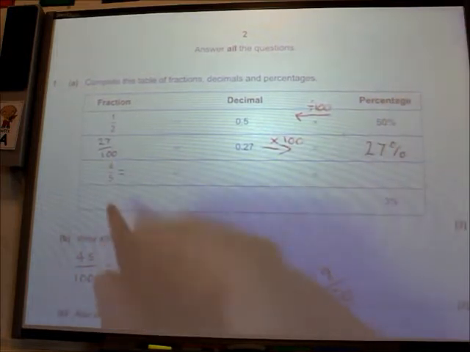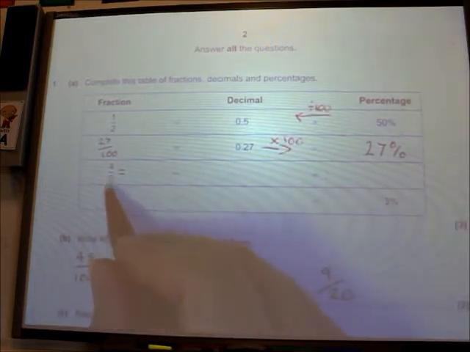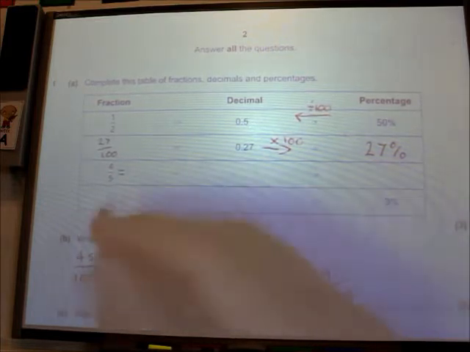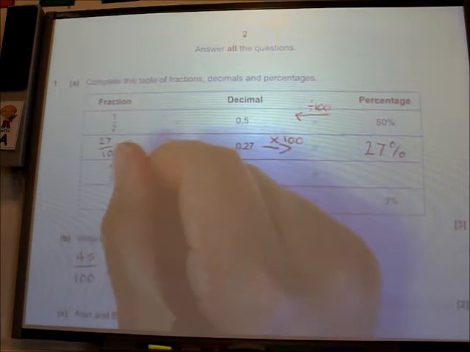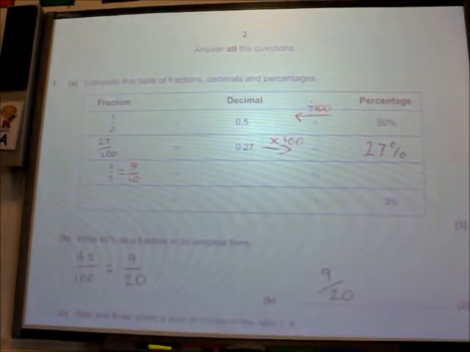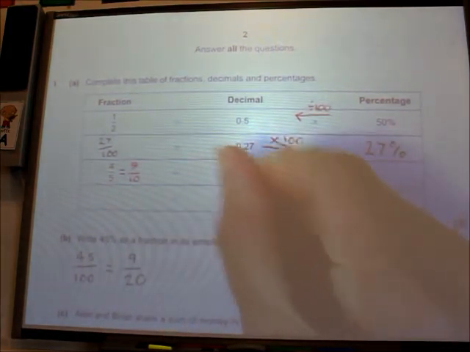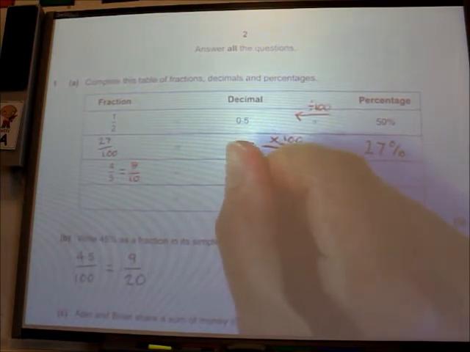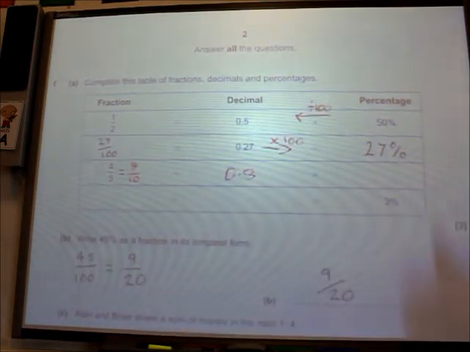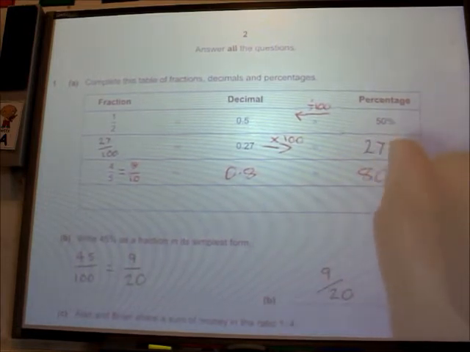The next one, 4/5. This is the tricky one. To go from a fraction to a decimal or to a percentage, you really need the denominator, that's the bottom number, to be 10 or 100. In this case, I'm going to make it 10. So that would be 8/10. I hope you understand what I've done there. So 8/10 is 0.8, and you need to know that. As a percentage, you multiply it by 100, so that is 80%.